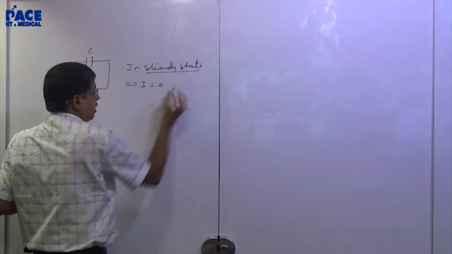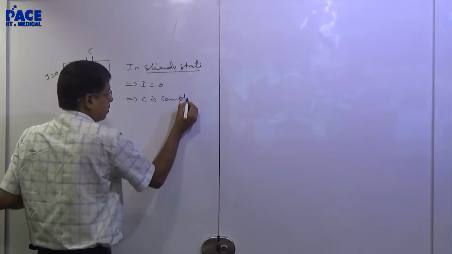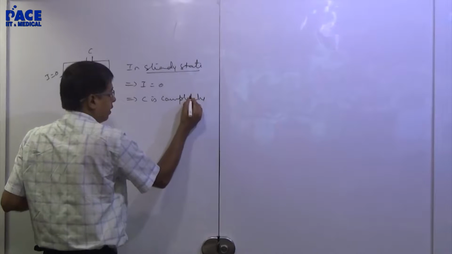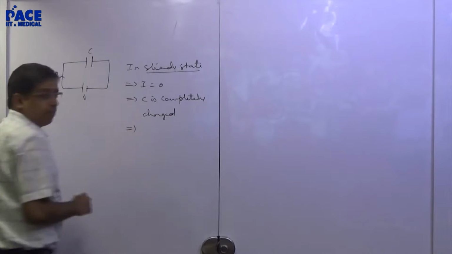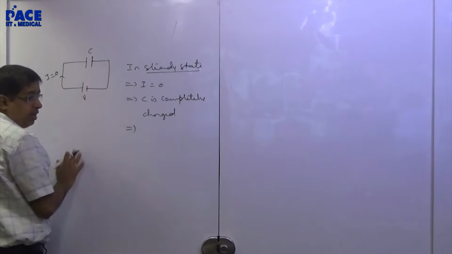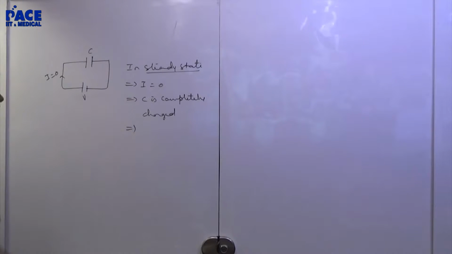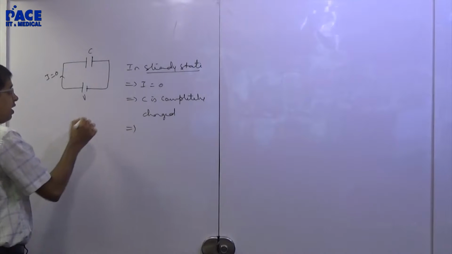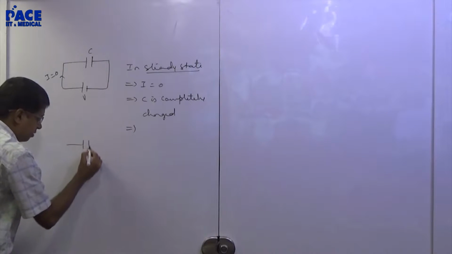What is steady state according to you? Capacitor is completely charged. There will be no current in the branch with the capacitor because I have an insulator here. But at the same time, current was flowing in the circuit when the capacitor is being charged.